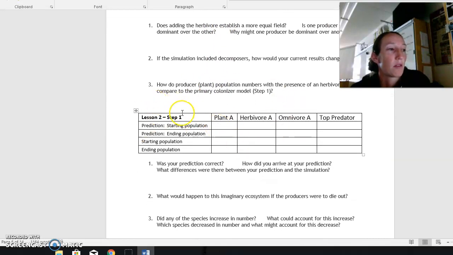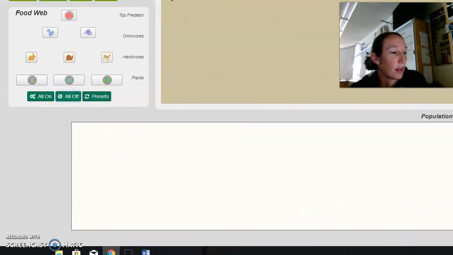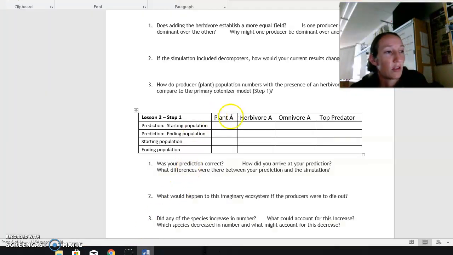And then when it comes to lesson 2, you're going to clear the simulation. So we're going to get rid of everything. And now you're going to do plant A, herbivore A, omnivore A, and a top predator. And you're just going to mix them up to where they can eat whoever and whatever and try to find a balance. And you can keep doing different scenarios until you find a good balance.